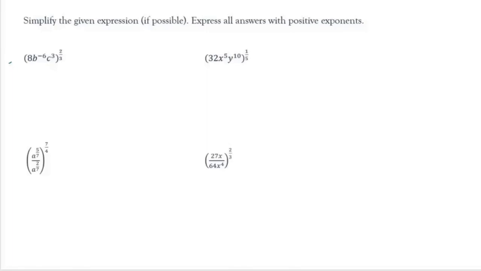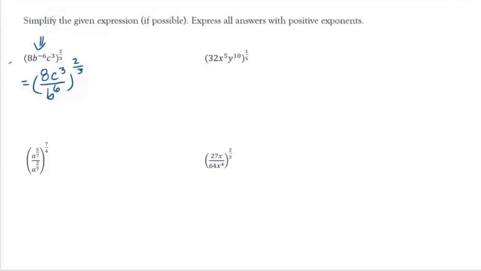There will always be different ways to approach problems like this. I'm going to start by looking at the inside of the brackets and seeing whether I can simplify. I have a value, an 8, a b, and a c, one instance of each. So there's nothing huge I can do here, but I do notice that I've got a b raised to a negative exponent, so I'm going to resolve that first. So the 8 and the c to the power of 3 are going to stay in the numerator, but because b is raised to the power of negative 6, b to the power of positive 6 will end up in the denominator. All of that is still raised to the power of 2/3.